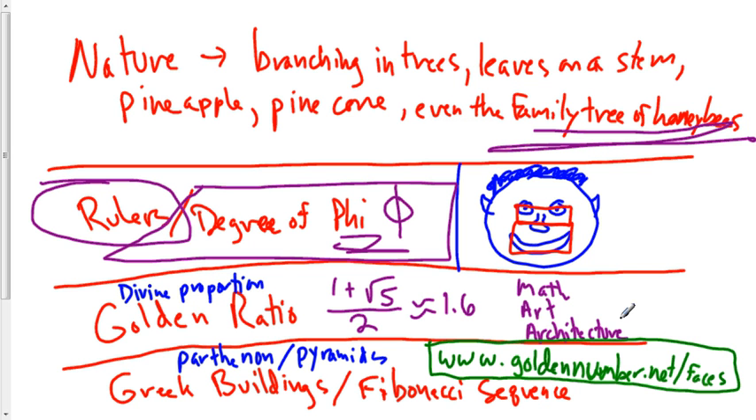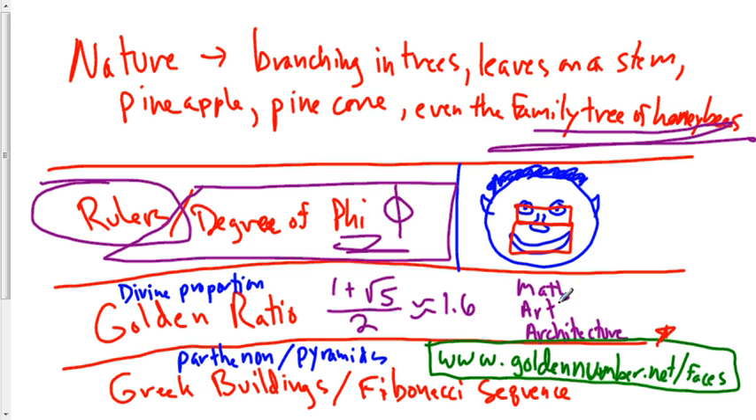And I saw a good website that you guys might want to check out, goldennumber.net, and then the /faces. And there's actually, you can look at things in nature and biology and all sorts of different places that you can look at from there to check that out.